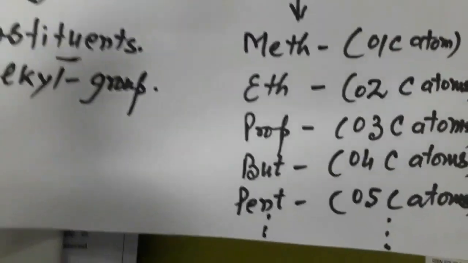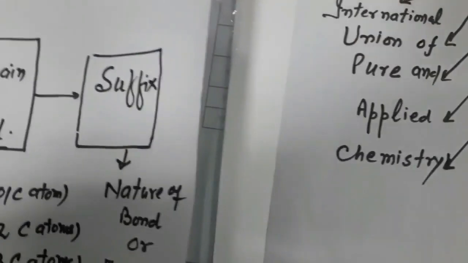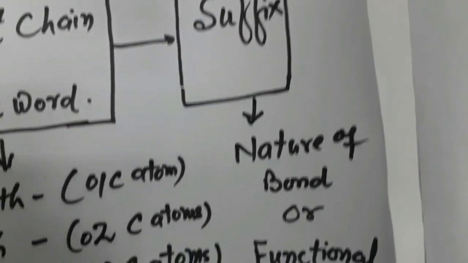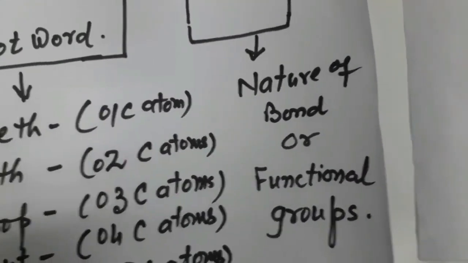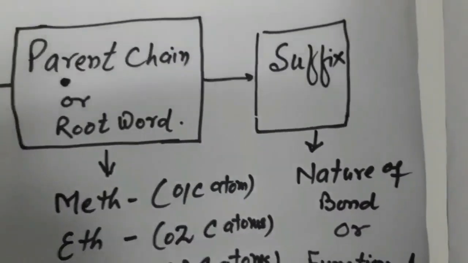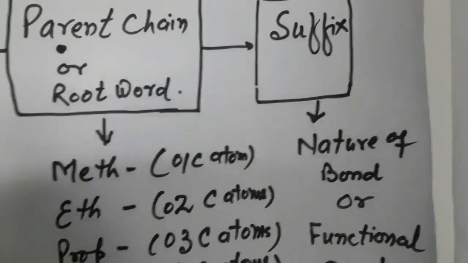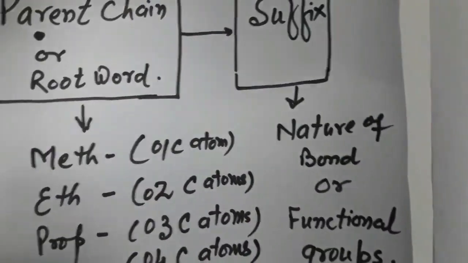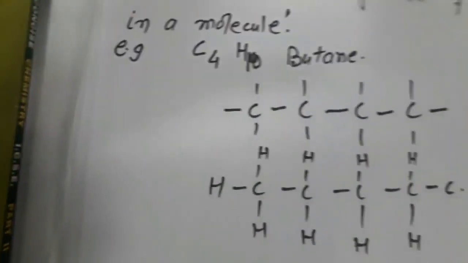Then if a functional group is present, it will be written as the suffix in the end. Say for example, if an alcohol group is there, then the ending for the alcohol is OL. If acid is there, then oic acid. I will take all these things one by one; I will go straight to the examples after that. But before that, you must learn all these things. Another thing is how to write.